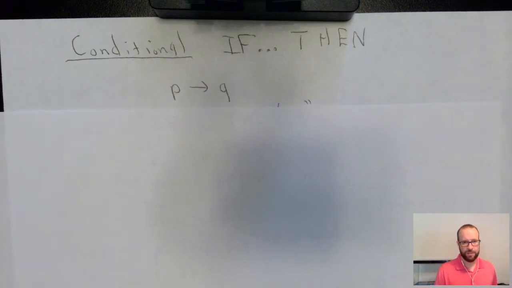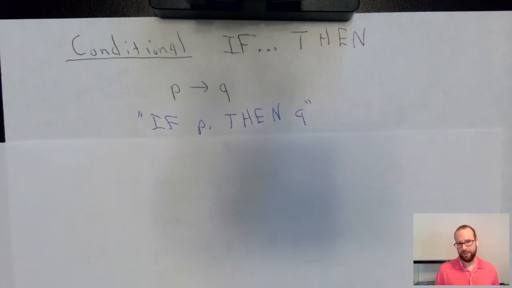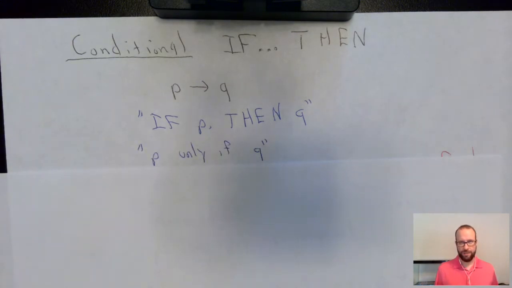To symbolize a conditional, we're going to use an arrow pointing to the right, and we'll just call this if P, then Q. This is the nice way to say it. This is how I'll try to always say it. If I can't tell from context if the P is really the first part or the Q is the second part, I might say only if instead. So P only if Q is another way to pronounce this symbol.